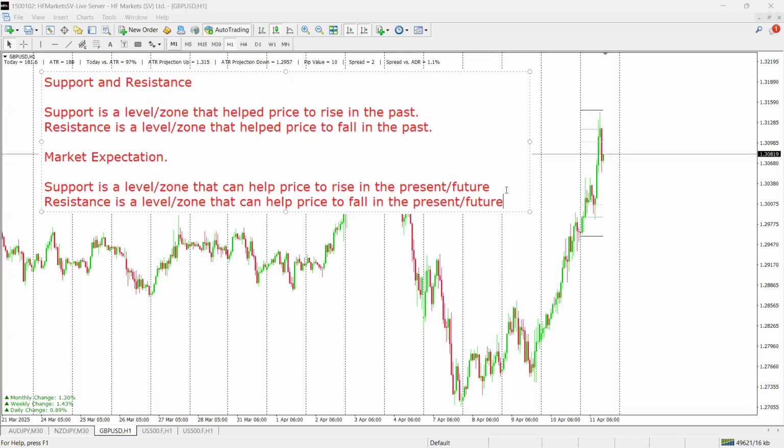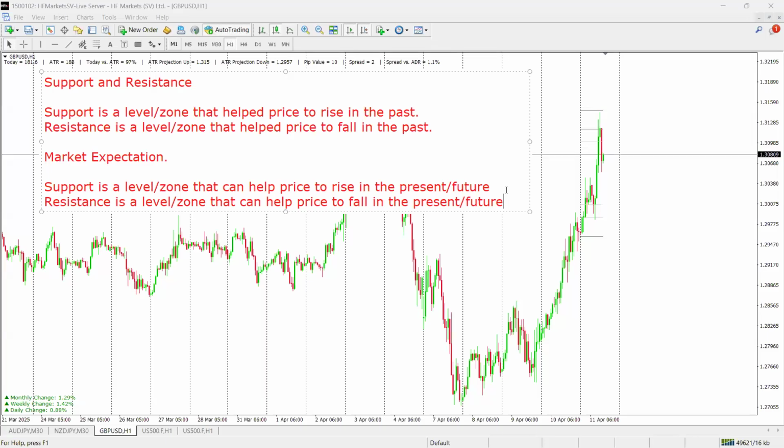What the market then expects is that because you've done this before, there's a likelihood that you're going to do it again, or that you repeat it again. That is why a support is a zone where the market expects, because you've done this before, you can do it again by helping prices to rise. And a resistance is also a level or zone that can help price to fall in the present or even in the future.